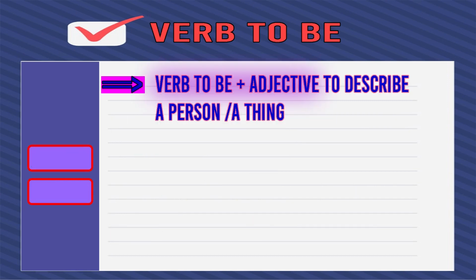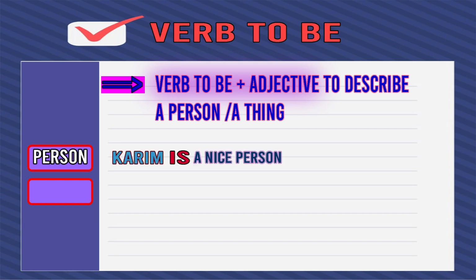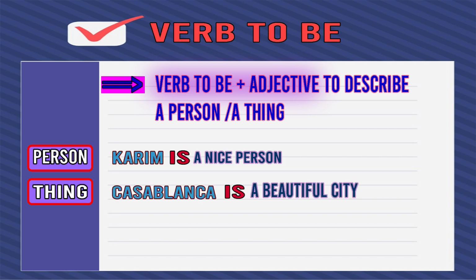We also use verb to be to describe a person or a thing. So for description, we use adjectives. Examples: Karim is a nice person. For a thing, Casablanca is a beautiful city.